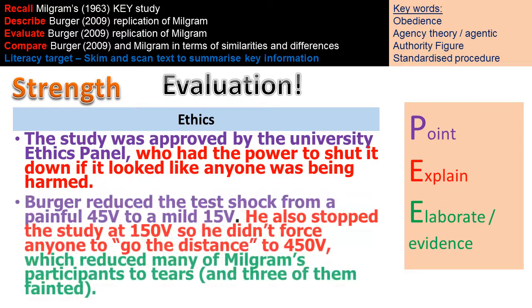Now, the study was approved by the ethics panel, who had the power to shut it down if they thought anybody was being harmed, and Berger also reduced that test shock from 45 to 15 volts, saying that it didn't justify giving the participants any pain. He also stopped the experiment at 150 volts, so he didn't make anybody go all the way to 450 volts, and it was argued that it was going to the 450 volts that caused that distress within Milgram's participants.